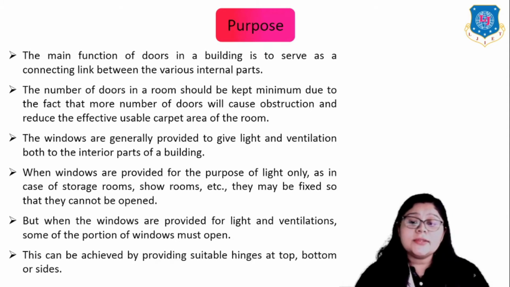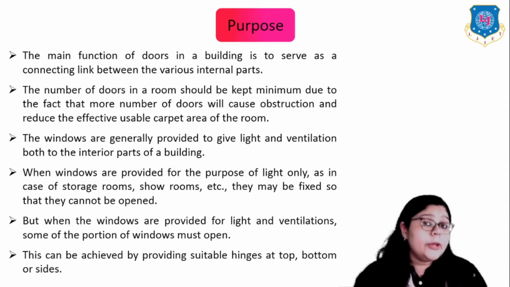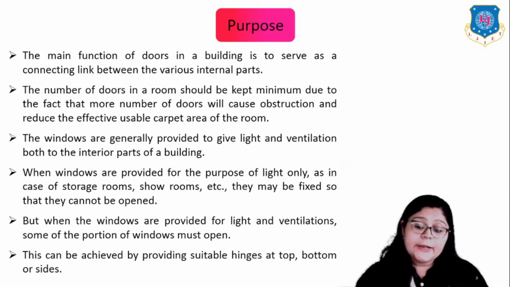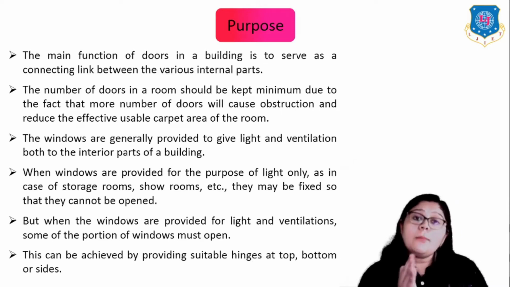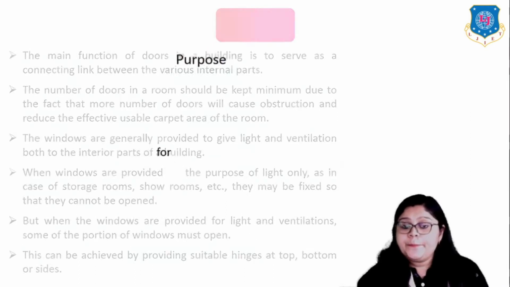The windows are generally provided to give light and ventilation both to the interior part of the buildings. When windows are provided for the purpose of light only, as in the case of a storage room or showrooms, they may be fixed so that they cannot be opened. But when windows are provided for light and ventilation, some portion of the windows must be openable, right? This can be achieved by providing suitable hinges at the top, bottom or at the sides.